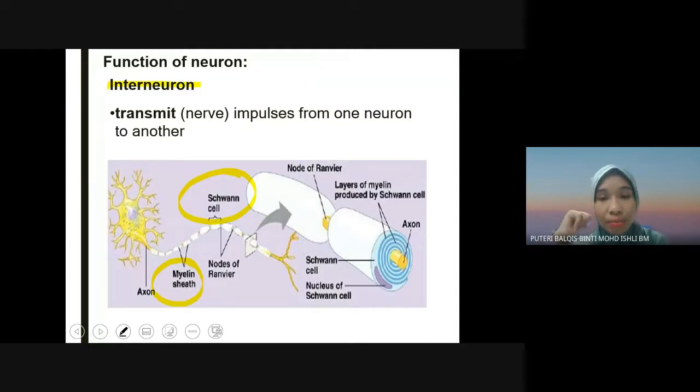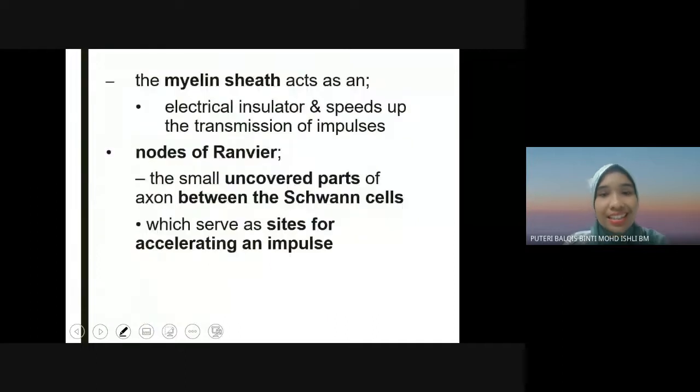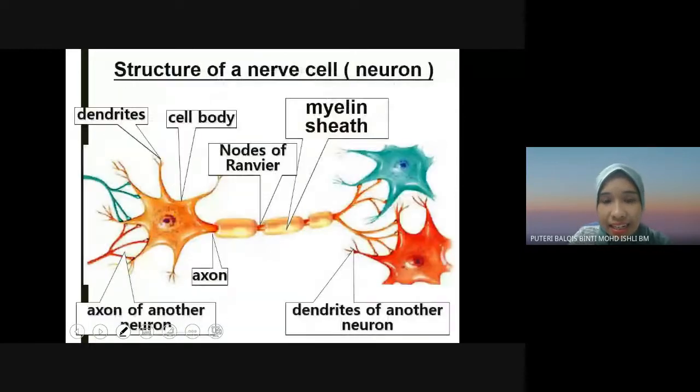And the function of myelin sheath, to increase the transmission of impulse, or to speed up the transmission of impulse. So myelin sheath ni adalah electrical insulator. Maksudnya dekat area yang ada myelin sheath ni, dia tak akan bagi electrical impulse lalu.